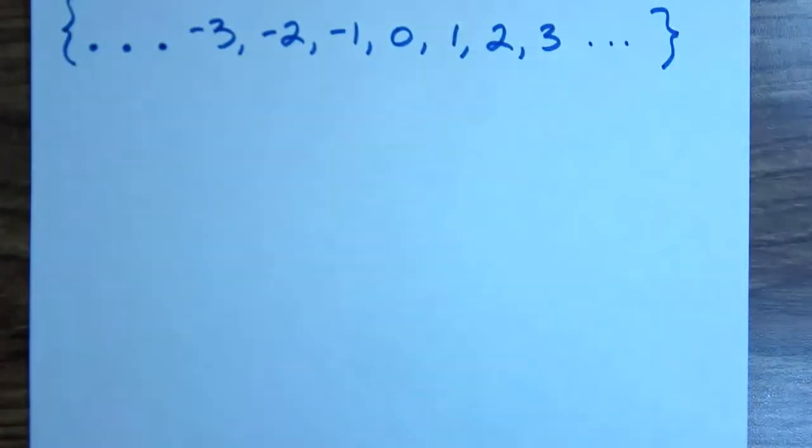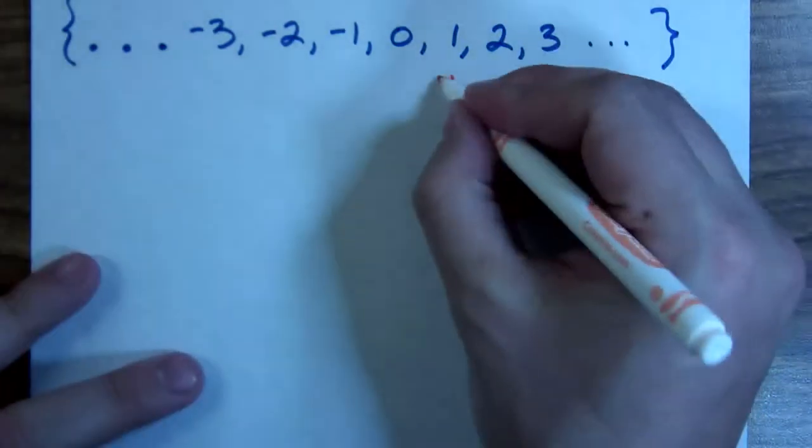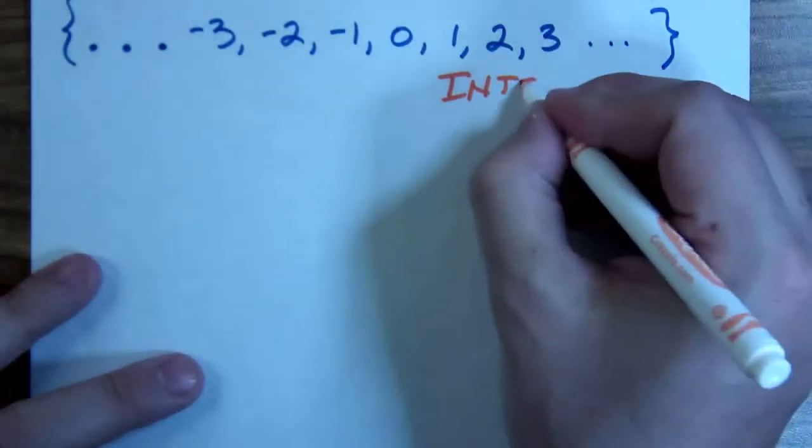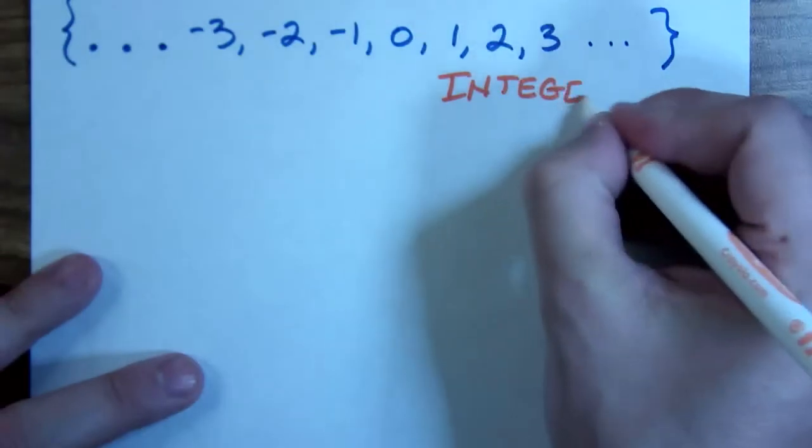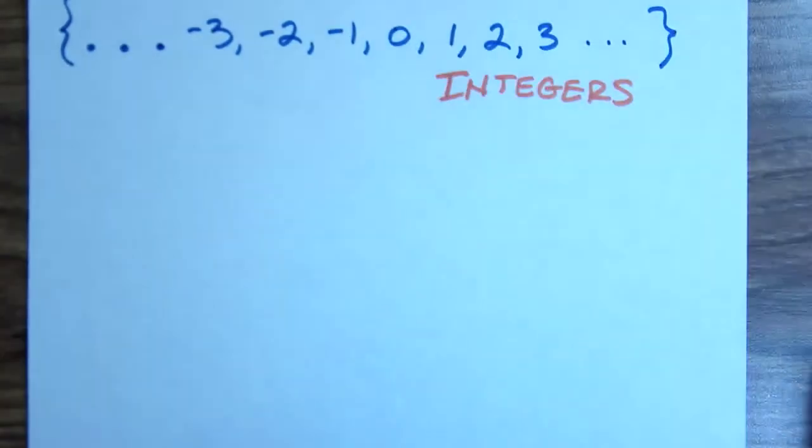So this is the set of whole numbers plus all the negative whole numbers. You know what this set is called? It's integers, not negative integers, just integers. Integers automatically includes the negatives. So what are integers good for?